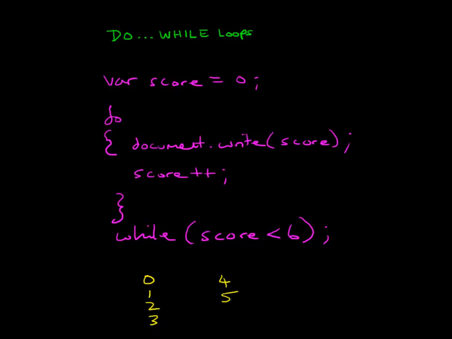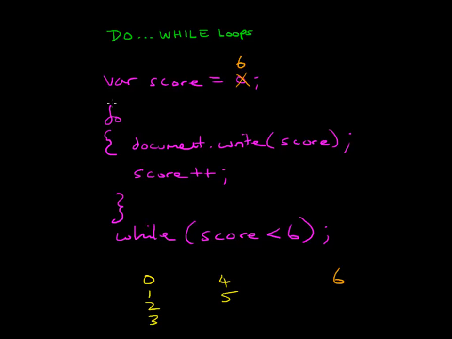Now let's say that this time, instead of putting in a score of 0, we put in a score of 6. So I've got do here, and I write 6 on the screen. And then I increment and I get 7. And then it says while the score is less than 6. So while 7 is less than 6, it won't do any more iterations for me. But I do get this first number appearing.